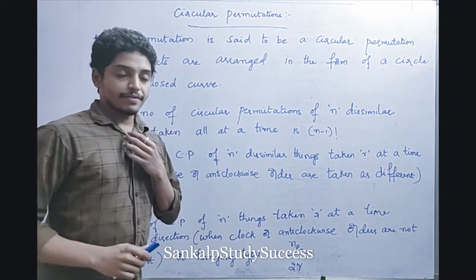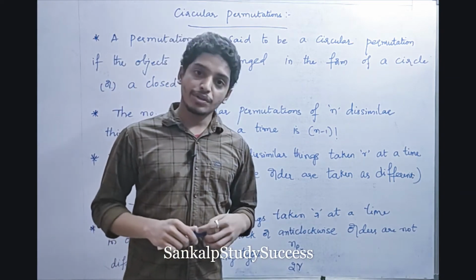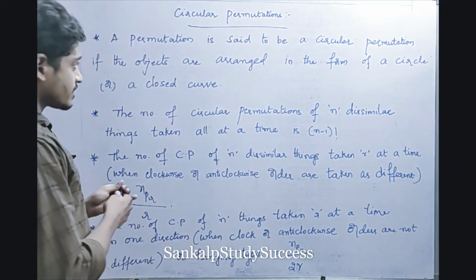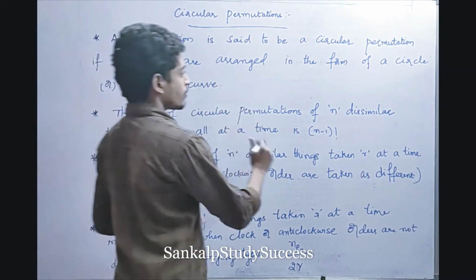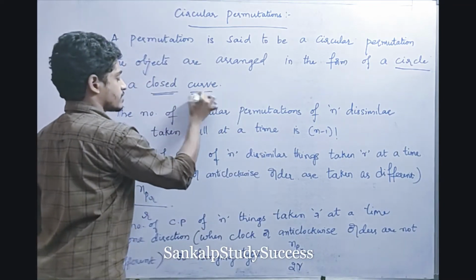Okay. See friends, so far we have discussed linear permutations. Now we are going to discuss circular permutations. A permutation is said to be a circular permutation if the objects are arranged in the form of a circle or a closed curve. Closed curve, this is very important.